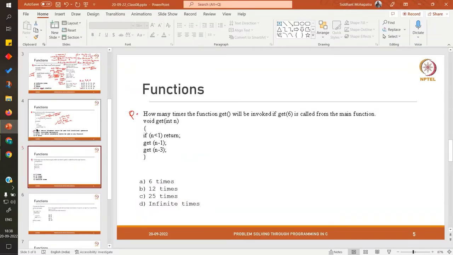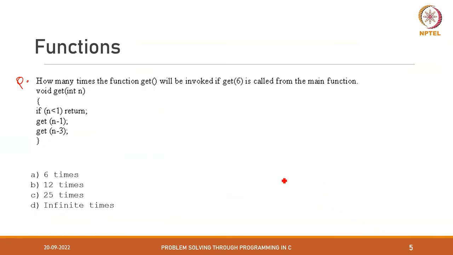Okay, so let's see what happens here. So we have get of 6. 6 is not less than 1, so it will not return. Now this calls get of n minus 1, that is 5. Let me just fill this up first. It will call get of n minus 4. This will call get of n minus 1, then 3. This will call get of 2. This will call get of 1. This will call get of 0.